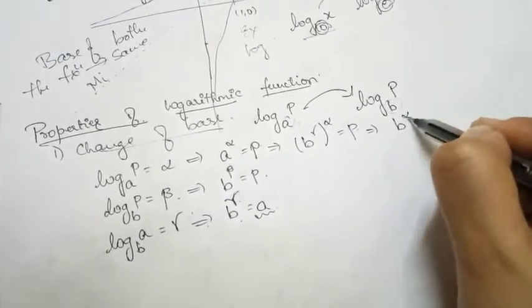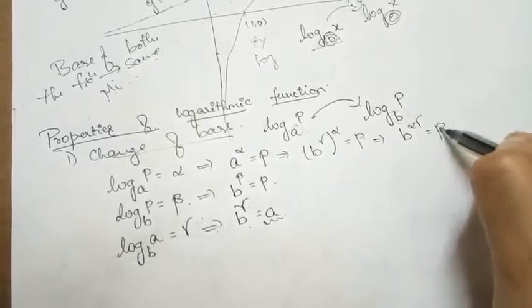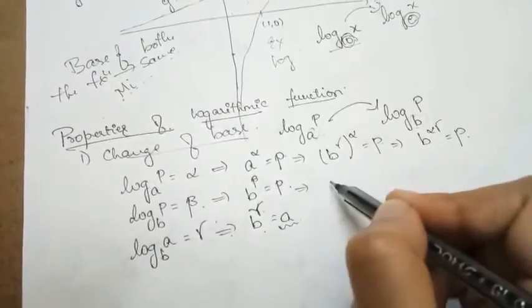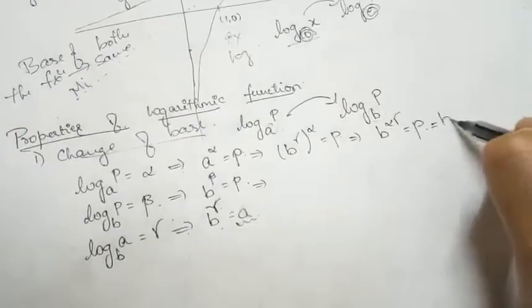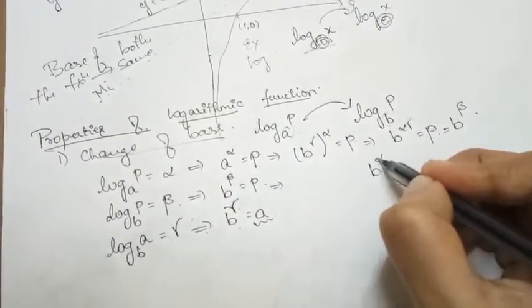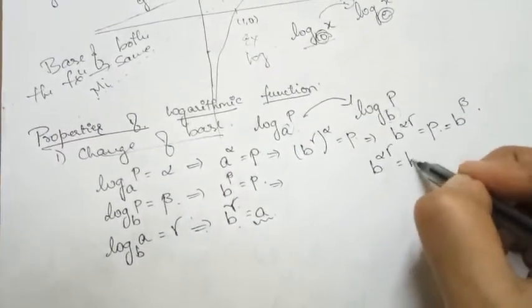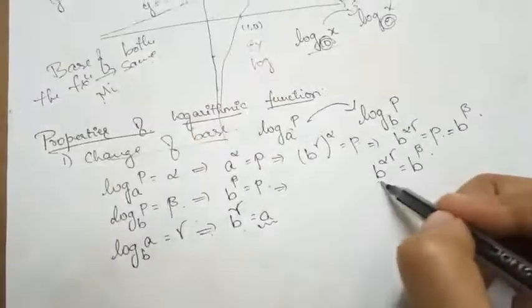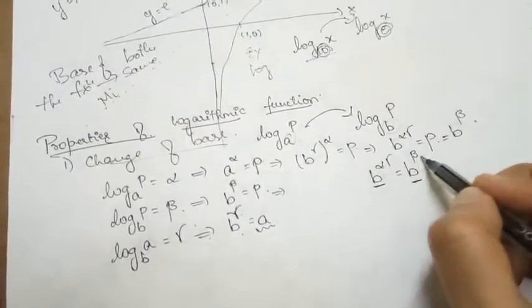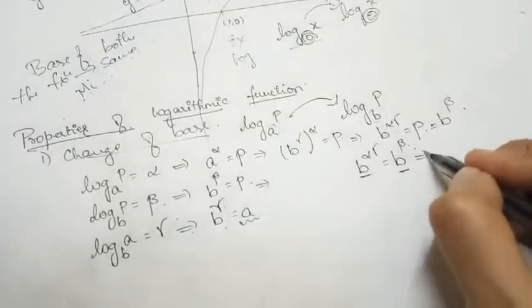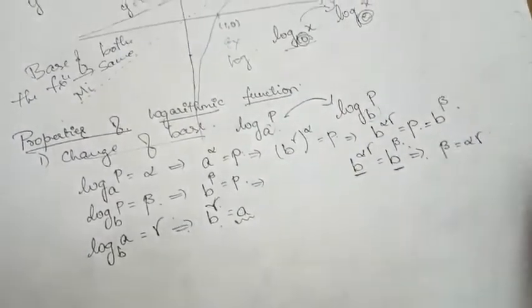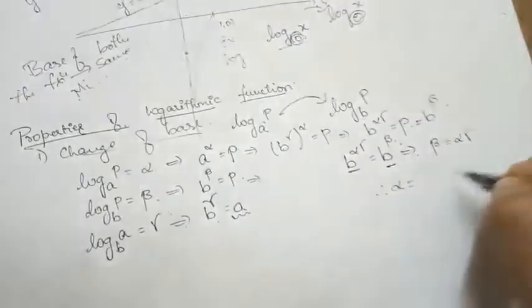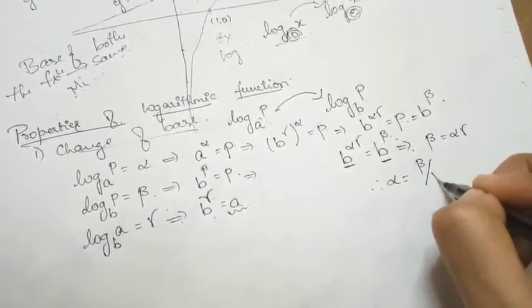B to the power alpha into gamma to the power p. And we also have that p is equal to b to the power beta. So what happens? P is also equal to b to the power beta. Now you can see clearly b to the power alpha gamma is equal to b to the power beta. Since bases are the same, the exponents must be equal. We know this property. So beta is equal to alpha into gamma. Therefore alpha is equal to beta by gamma.